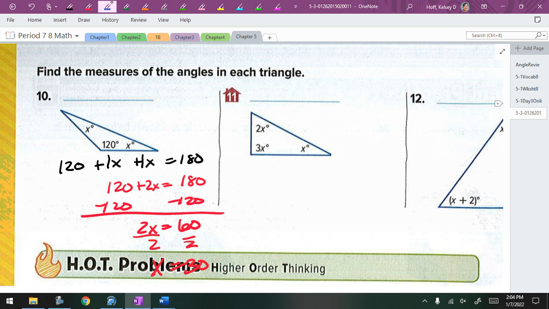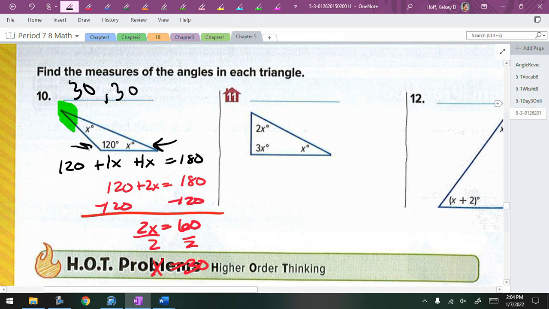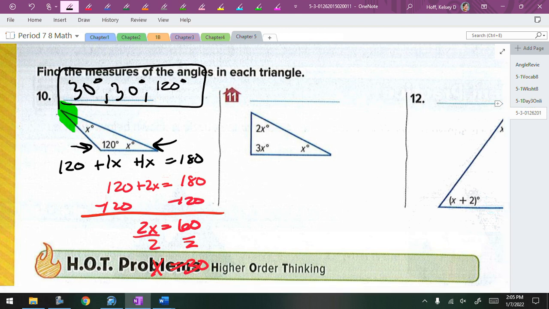Okay, so it says find the measures of the angles in each triangle. Technically, I have 3 answers, right? What's this angle? 30. What's this angle? 30. What's this angle? 120. So technically, you have to go back and plug that back in, yes? Okay. Set up an equation, or you will not earn full credit.